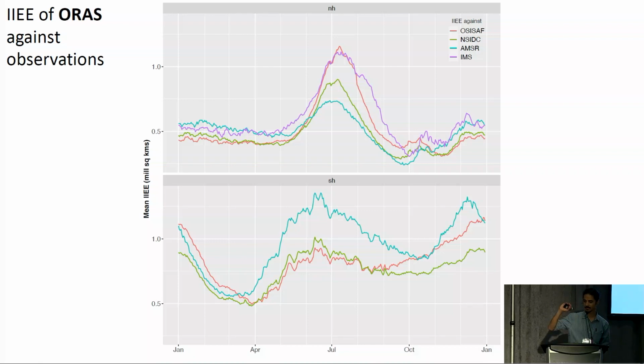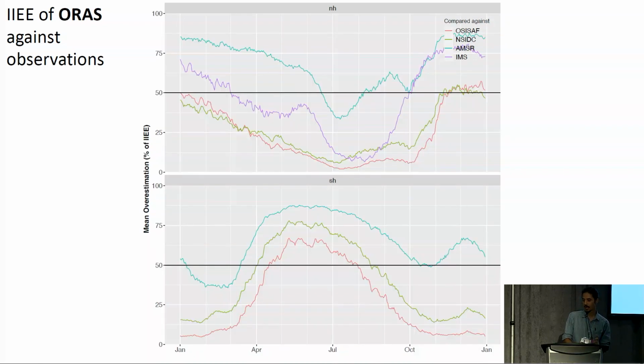It goes up quite substantially in the summer, then decreases downwards towards October in the northern hemisphere, and then kind of goes back up again in the winter. Similar behavior in the southern hemisphere, except there is a winter peak as well. And another interesting thing was that when we look at the different observational data, we see that the error is not the same. There's a little bit of difference between them.